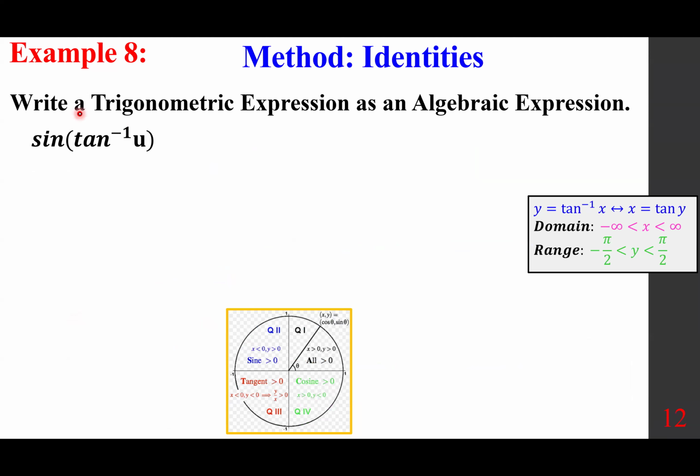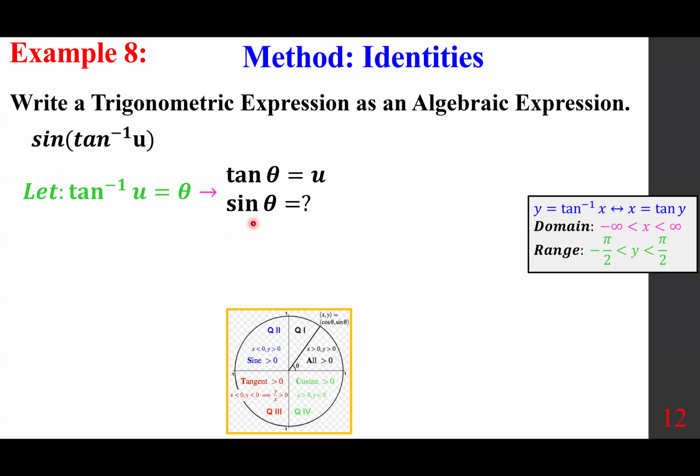All right. Write a trigonometric expression as an algebraic expression, sine of tan inverse of u. And again, tan inverse of u is alpha, beta, gamma, theta. By definition, it means tan of theta is u, and we are looking for sine of that. So first, understanding what this means. Tan inverse is some angle, some arc, and we want sine of that. So if tangent is u, what is sine? That's what we are asking.